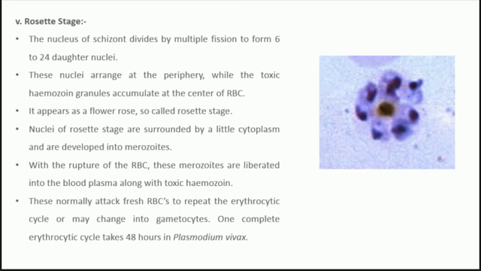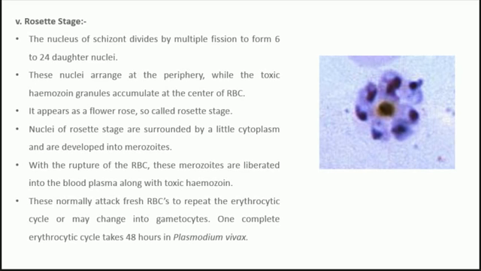Okay, so after this the RBC ruptures, and these sporozoites are liberated into the blood plasma along with the toxic hemozoin. Now remember, because of this toxic hemozoin, the malarial person's symptom is shivering. The temperature will increase, and you will have shivering. This happens because of the increase in the presence of hemoglobin.